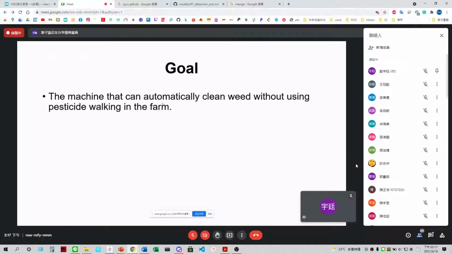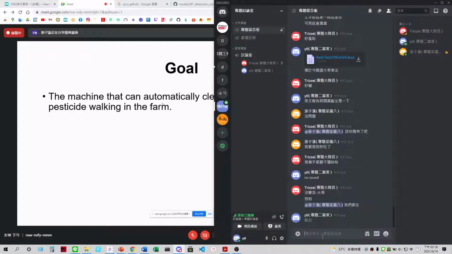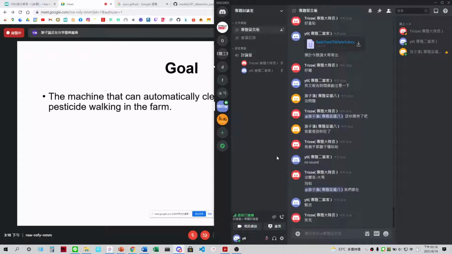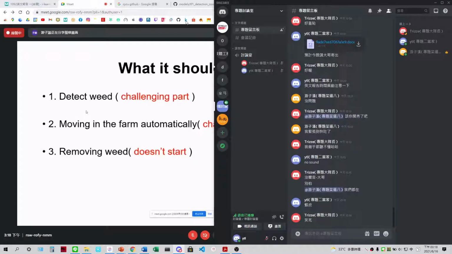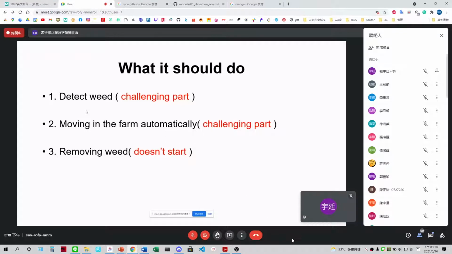To do that, my teammates and I decided to make a machine that can automatically move in the farm. When it is in the farm, it can detect weed and use tools to cut the weed. To do that, we simply list the works it should do, and these are also the main works for our project: detect weed, moving in the farm automatically, and removing weed. Now, I will introduce the first two parts of works and what problems we have.